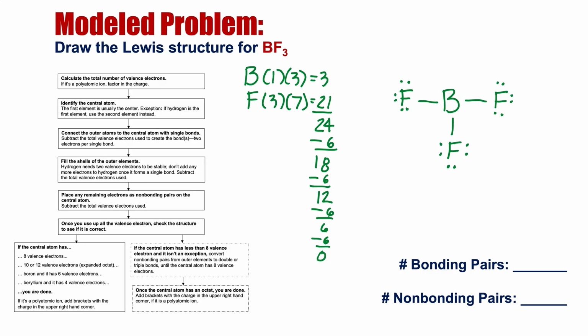You have to be careful not to add dots, or double bonds, or triple bonds to try to bring it up to having 8, because it doesn't want that, it wants to have 6. So this has 3 bonding pairs, 9 non-bonding pairs. 3 plus 9 gives me 12. 12 times 2 gives me 24. That's how many valence electrons I needed in the Lewis structure for BF3.